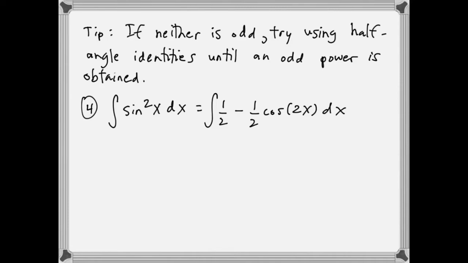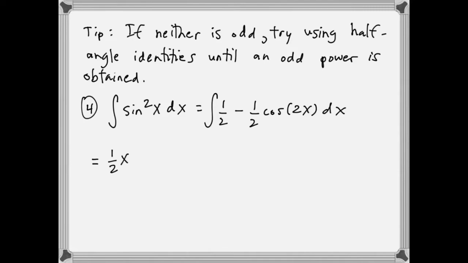Now, the good news is when you write sine squared in this way, you can actually integrate it right away. So what do you get? So we get 1/2 x, right? And how do you integrate 1/2 cosine 2x?